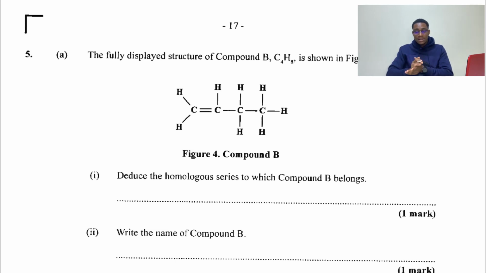So if there's a double bond there, it's definitely an alkene. If you see a triple bond, it's definitely an alkyne. If we see an OH group somewhere, we know that it is an alcohol. If we see a carboxyl group, then we definitely know that it is a carboxylic acid. I hope you guys get the point. All right, so this right here is an alkene.